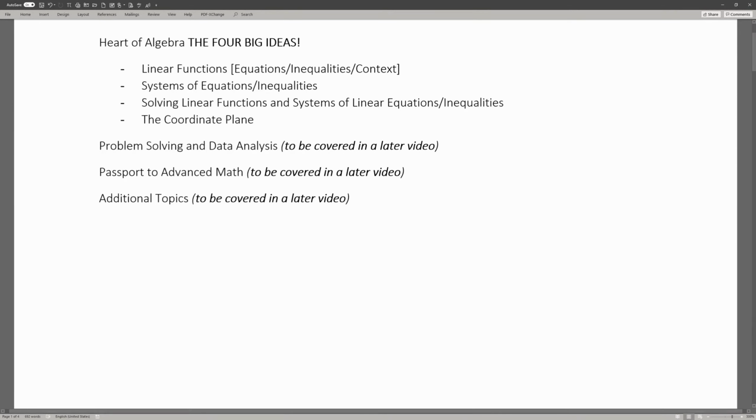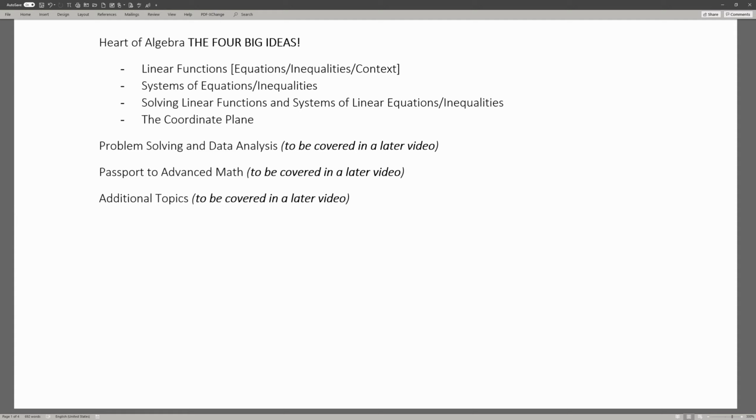My name is TL, and today I'm going to be covering the Heart of Algebra unit on the SAT Math section. The SAT Math section has 4 units: the Heart of Algebra unit, problem solving and data analysis, Passport to Advanced Math, and some additional topics that cover various topics throughout your high school math career.